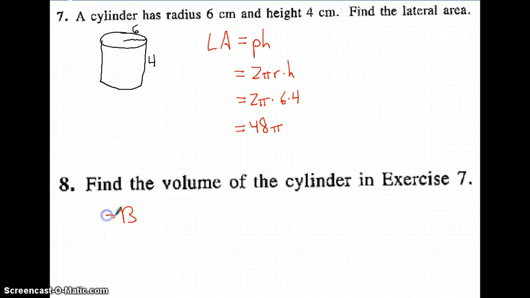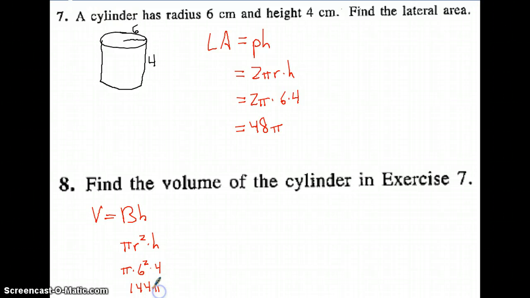Find the volume. It's area of the base times the height for volume. Area of the base is pi r squared. And h, we know, pi times r squared times 4. 6 squared times 4 is not something I can do in my head, is it? Yeah, that's 144.